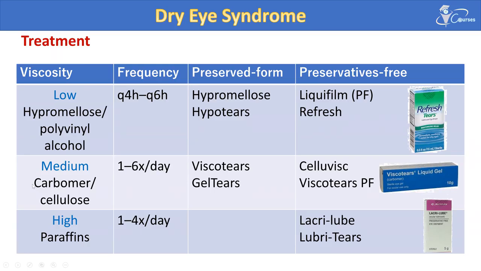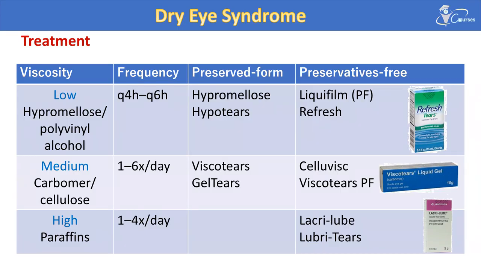Other medications have medium viscosity, which are the carbomer and cellulose. They can be taken 1 time per day up to 6 times, such as Viscotears and Geltears or Celluvisc, with preservative-free forms. And the highest viscosity will be the paraffins, and they can be taken 1 up to 4 times per day, and they have preservative-free forms such as Lacrilube and Lubritears. So these are some preparations for the medical management of dry eye syndrome.